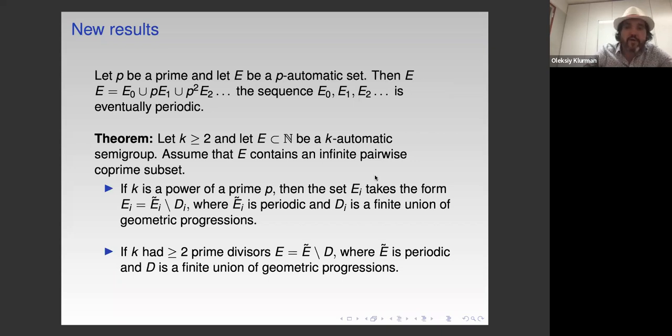If I don't have an infinite co-prime subset, you also can do it, but it's a bit more complicated to state, but you also have a characterization then. So this is really the main theorem.